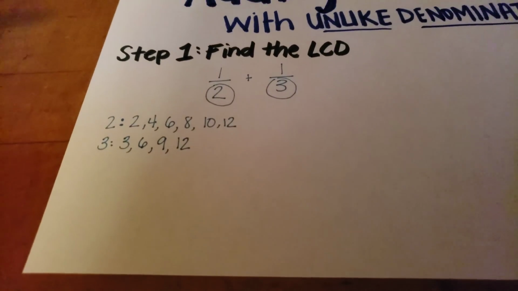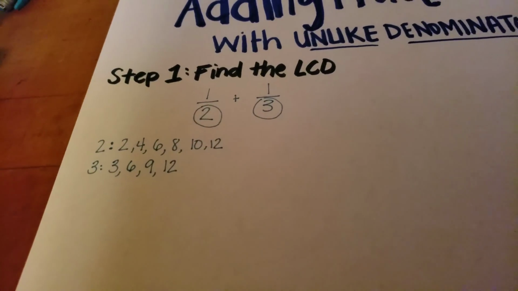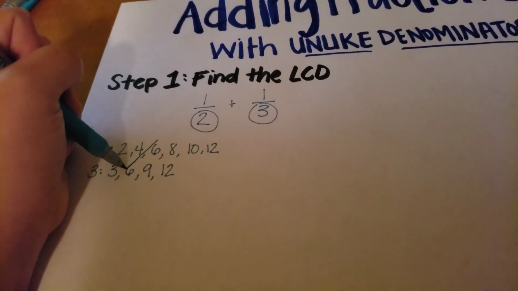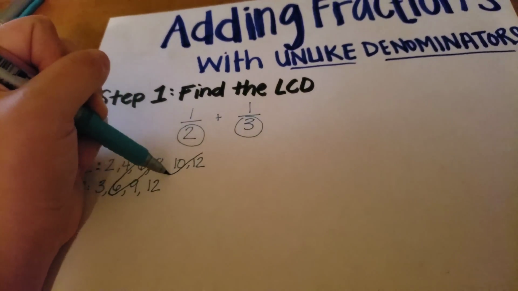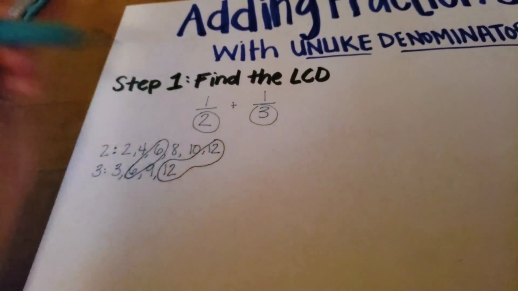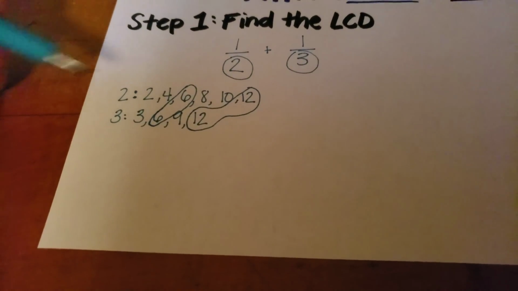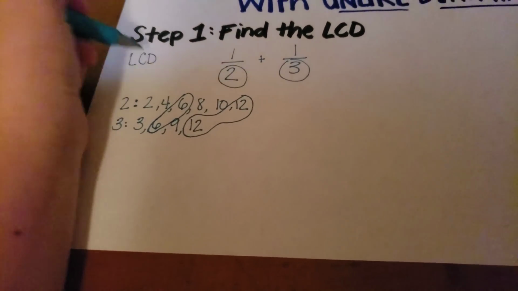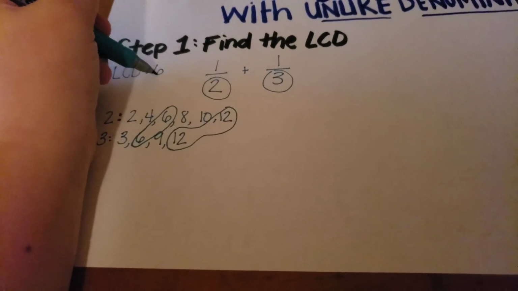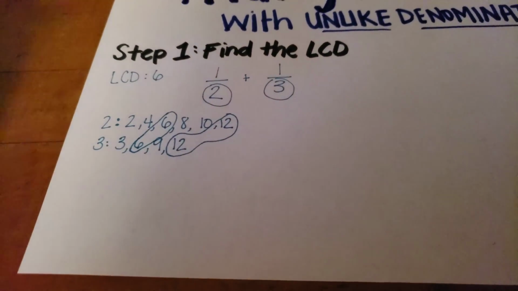So remember, we're looking for the smallest number, the least common denominator. So you will go ahead and circle everything that they have in common. They both have 6's. They also both have 12's. The one that is the least from the two of those is 6, so I know that 6 will be my least common denominator. 6. All right, now comes step 2.